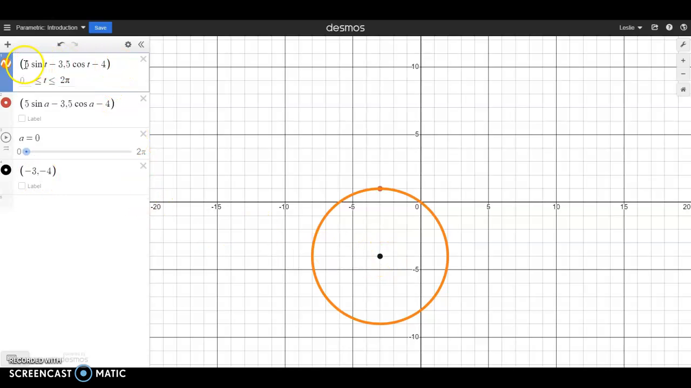So you can tell what this is going to look like. It's going to be a circle with radius 5 whose center is at 3, 4. I think that's pretty cool.